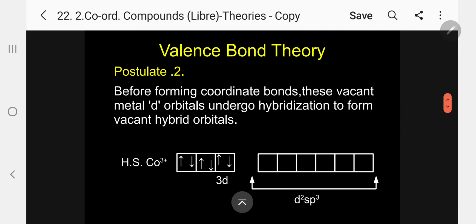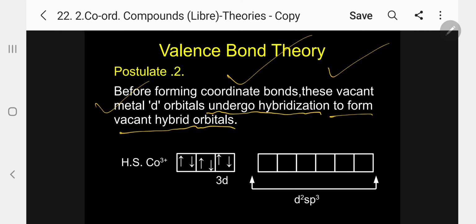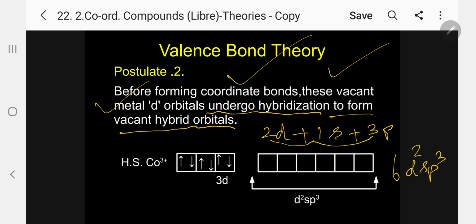Now, next let me go for postulate 2. Before forming coordinate bonds, these vacant metal d orbitals undergo hybridization to form vacant hybrid orbitals. What are the orbitals undergoing hybridization? 2 d plus 1 s plus 3 p. Kindly follow. So 2 plus 1 plus 3 is 6. d2sp3 is the hybrid orbital formed.